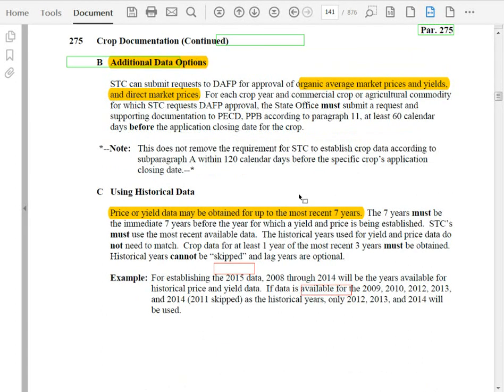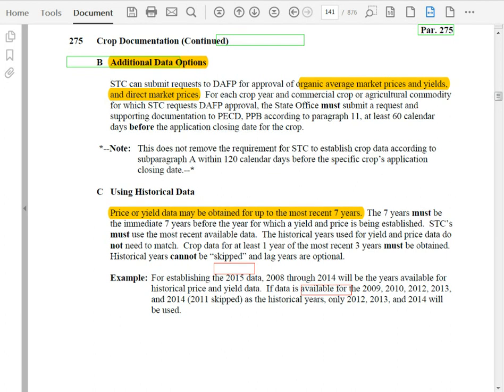In addition to the required information that the state committee needs to update annually, they have the option at their discretion to also update organic average market prices and yields and direct market prices. Again, this is optional. It's not required for every crop, but if there are specific crops that are grown organically or sold directly to consumers in the state, then it may be worthwhile for the state committee to consider those.